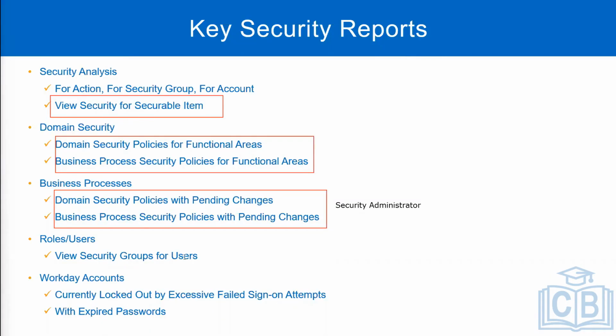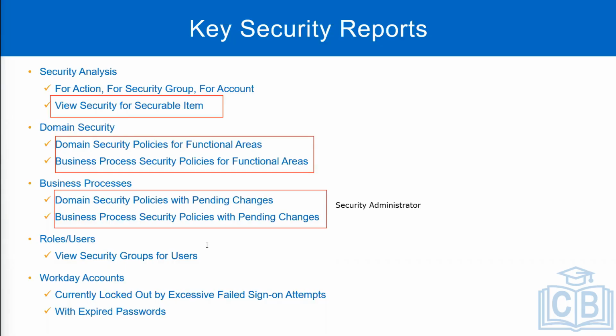View security groups for users. If you want to understand what are the different security groups that one particular worker is a member of. Let's say you did something, you did some restriction, etc. But then still, one particular worker is able to access a certain thing, then you are scratching your head.